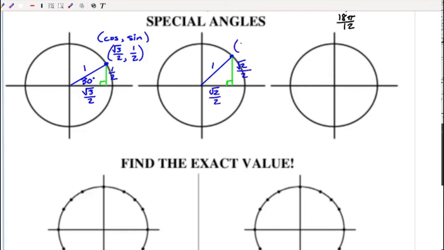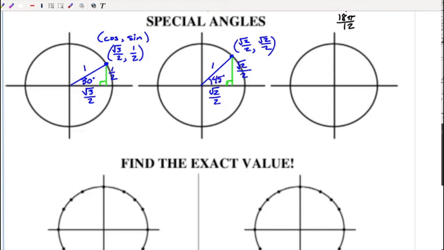√2/2, which gives me the point √2/2, √2/2. So again, these two sides have to be exactly the same, because a 45, 45, 90 triangle is, what do we call it? Isosceles: two sides the same, and the hypotenuse is still going to be 1. I forgot to label this.